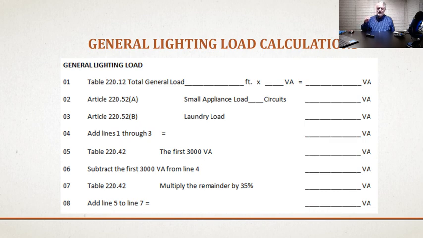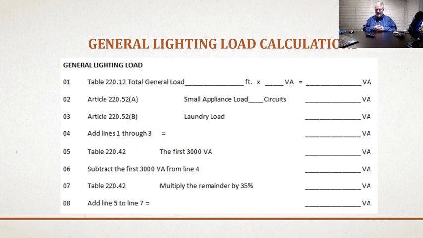Then we have line 4, add lines 1 through 3. So it kind of catches you all up, and that's what this form does. It puts it all together for you. And then we have Table 220.42. We referenced that a second ago, lighting load demand factors. The first 3000 VA, line 5, as far as this form is concerned, is always going to be 3000 VA. Line 6, subtract the first 3000 VA from line 4. So you're taking that base amount, subtracting that 3000 VA.